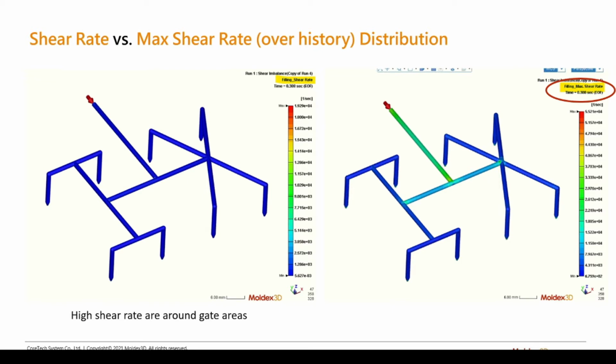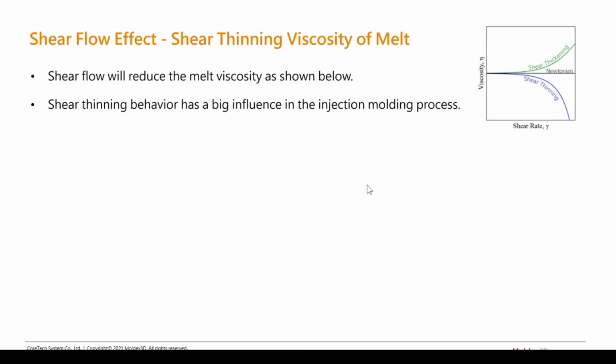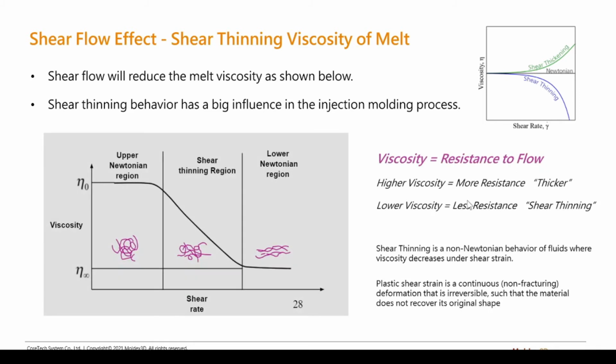Because we're dealing with a non-Newtonian fluid, shear flow will actually change the viscosity of the melt. As the shear rate increases, the viscosity decreases. If we think of something like water, which is a Newtonian fluid, if you increase the velocity, its viscosity does not change. However, for plastic, because it's a non-Newtonian fluid, as you increase the velocity, remember shear rate is a gradient of velocity, the viscosity actually decreases.